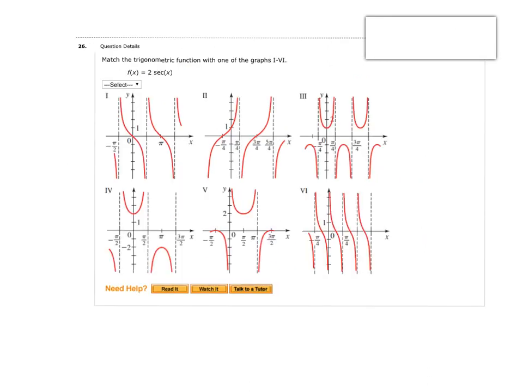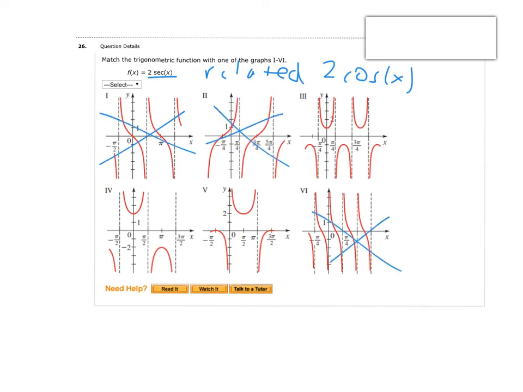All right, next up here, we're picking the correct graph for 2 secant of theta. Now, I know that this is going to be related to cosine of x, and so I'm always going to keep that in mind. First of all, I'm going to cross off the tangent ones right there, and this one looks like a cotangent. So next I'm going to think about what the graph of 2 cosine should look like. If I visualize that, cosine starts at a high point, and then it should kind of go like that.